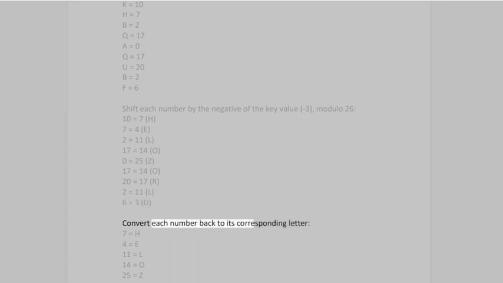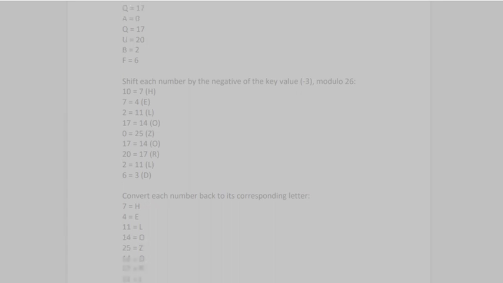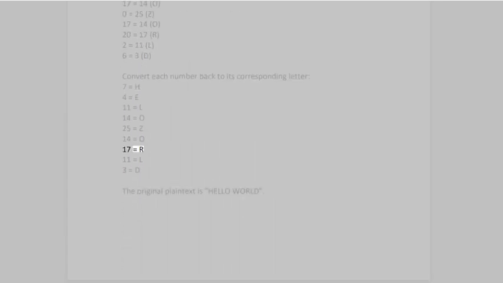Convert each number back to its corresponding letter. 7 equals H, 4 equals E, 11 equals L, 14 equals O, 22 equals W, 14 equals O, 17 equals R, 11 equals L, 3 equals D. The original plaintext is Hello World.